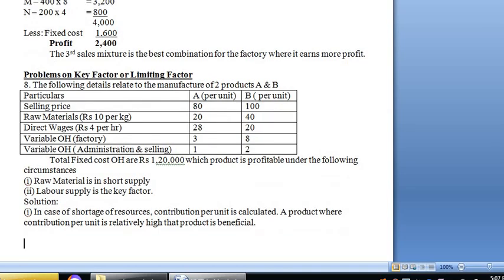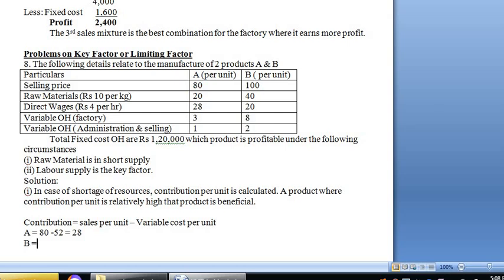Okay, so what we will do is, first we need to calculate contribution. Contribution is equal to sales per unit minus variable cost per unit. That is, for A it is 80 minus 52, so that will be equal to 28. Same thing for product B, we are going to calculate 100 minus variable cost, which is 70. So that will be equal to 30.